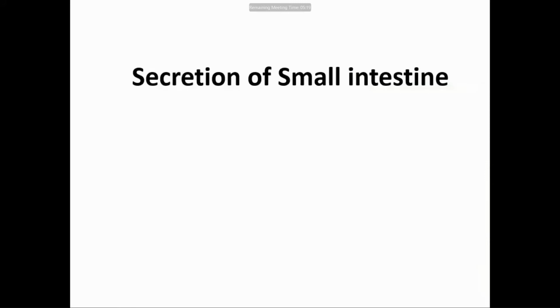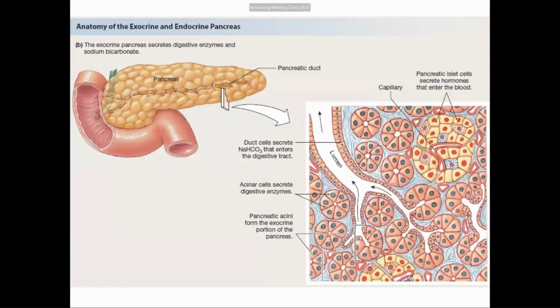So the secretion in the small intestine is mainly from the pancreas. So the pancreas has the endocrine part. This one is the endocrine part, and these are the acini. These are the exocrine part. These are the pancreatic acini, the exocrine part of the gland. And this is the endocrine part, the pancreatic islets of Langerhans.